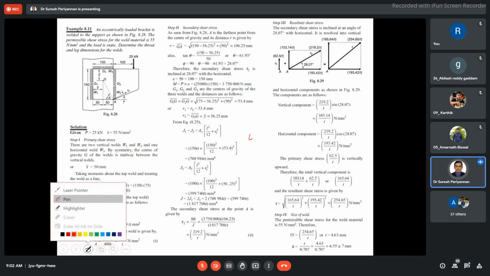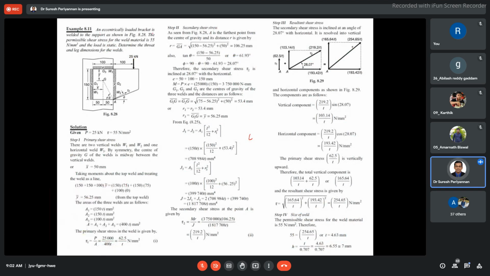Now see here, an eccentrically loaded bracket is welded to the support as shown in figure 8. The load is 25 kilonewton acting at an eccentric distance of 100 mm. The permissible shear stress for the weld is 55 Newton per mm squared. Load is in static condition. Determine the throat and leg dimension for the welds. This problem is the same as the earlier problem.